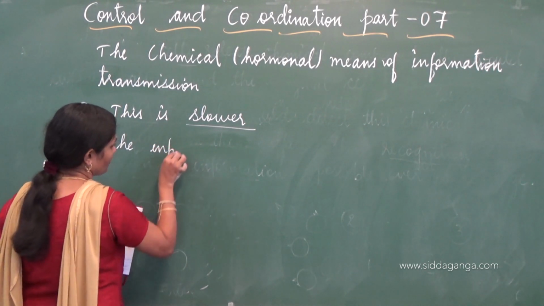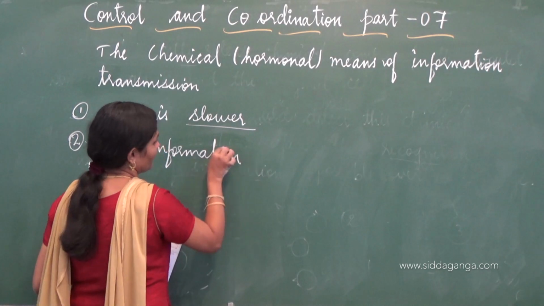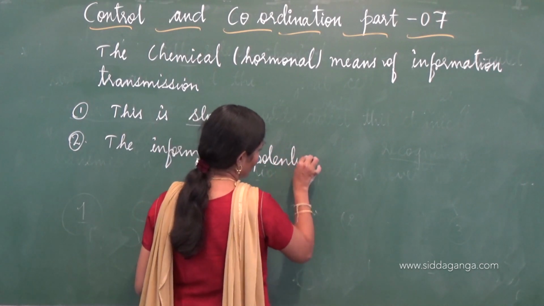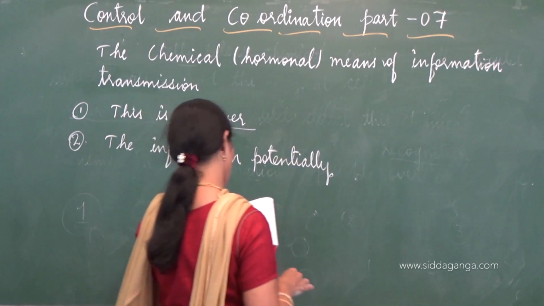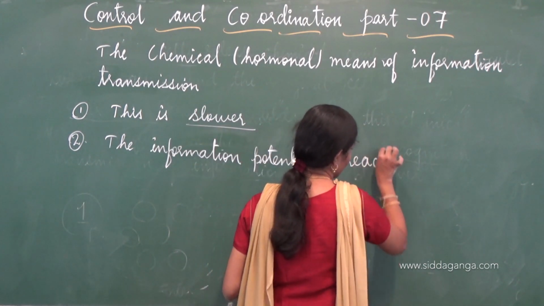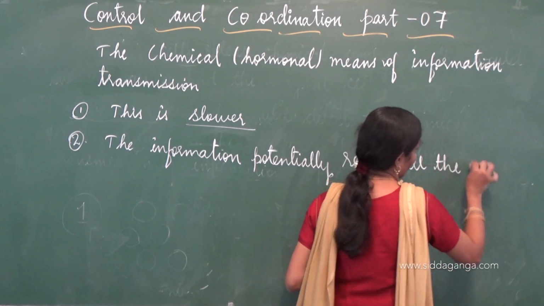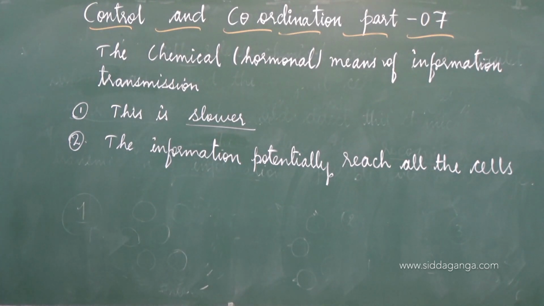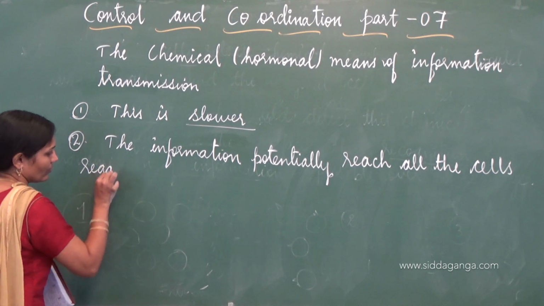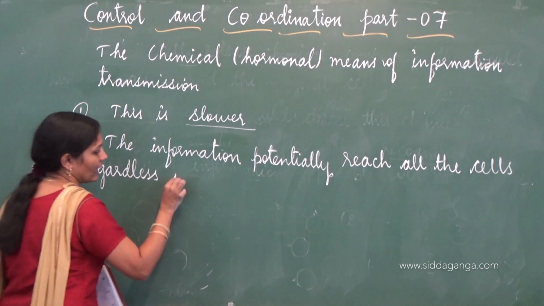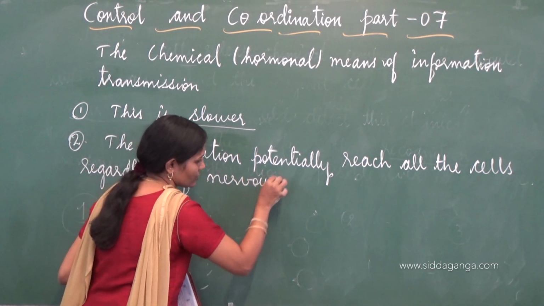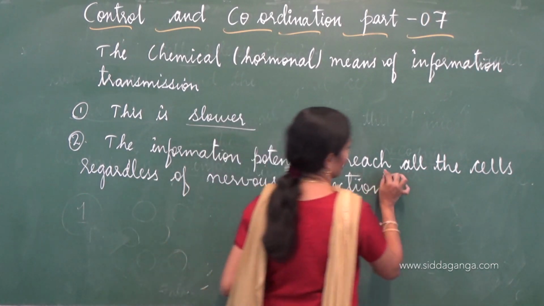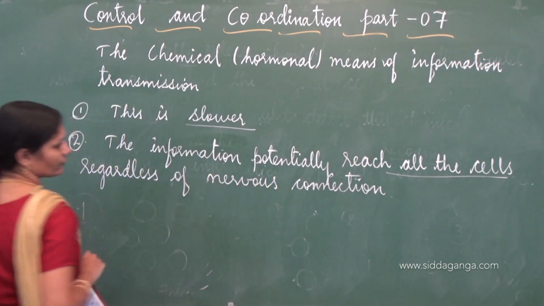the information, that is the chemical information, can potentially reach all the cells of the body, regardless of nervous connections. They don't differentiate. So it reaches every cell, all the cells, regardless of nervous connection.